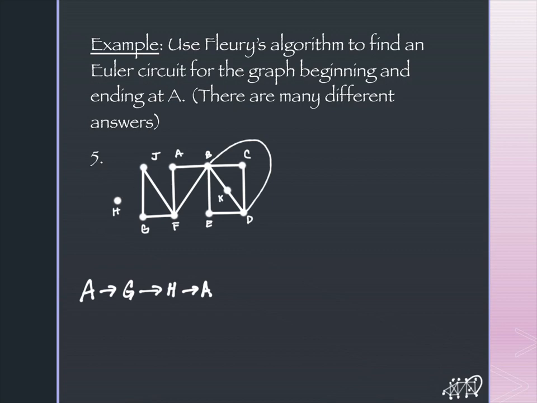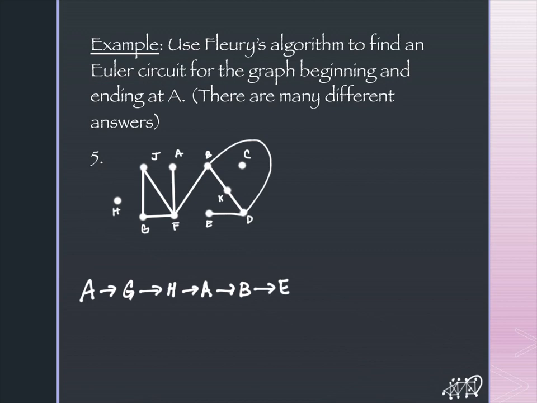A has two choices. We can go A over to B, or we can go A down to F. Which one would you like to do? A over to B. Okay. So A goes over to B. B has lots of choices. B can go down to E, over to K, over to C, or around to D. Which one? E. Okay, so B goes down to E. Okay, that's still there. All right, so we've got B to E.